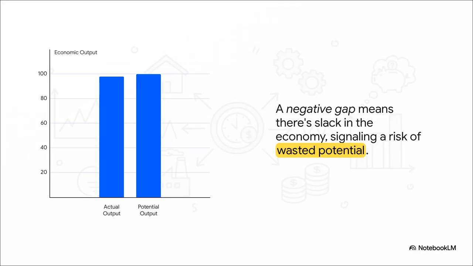This chart here makes it super easy to see. If potential output is 100%, but actual output is only at 98%, well, that 2% is your gap. It's slack in the economy. And believe me, this little number is a huge deal for policymakers. They watch it like a hawk to decide whether they need to hit the gas or pump the brakes.